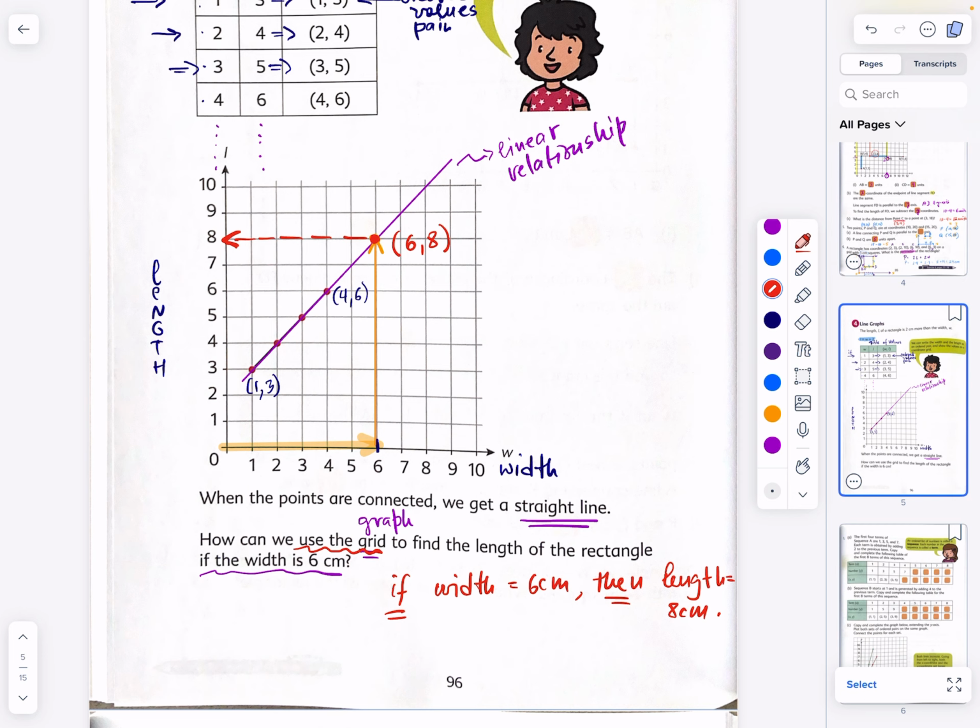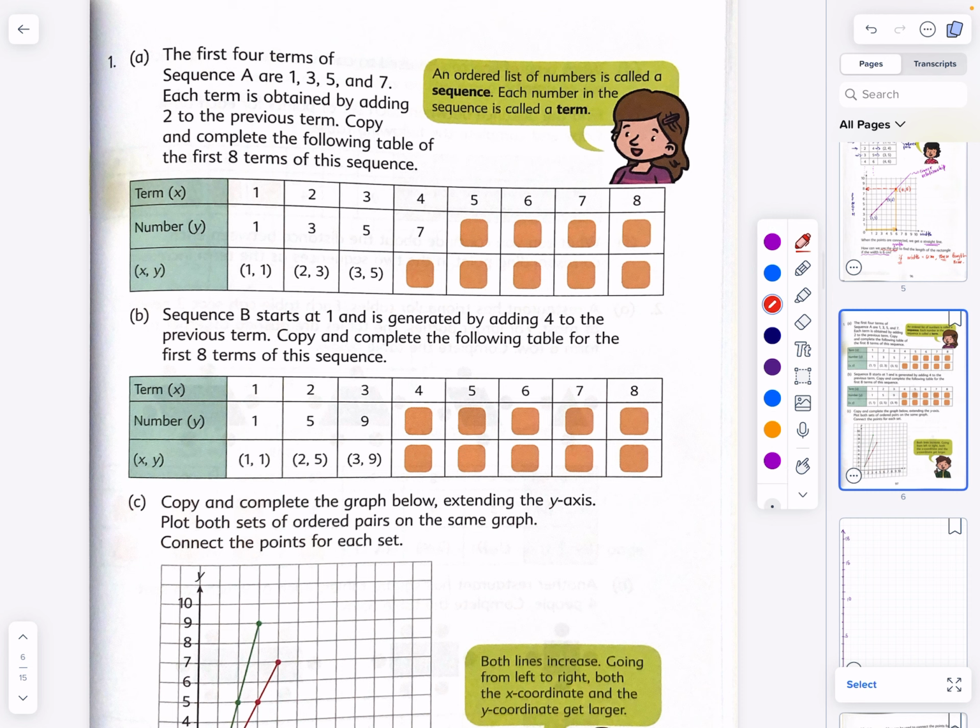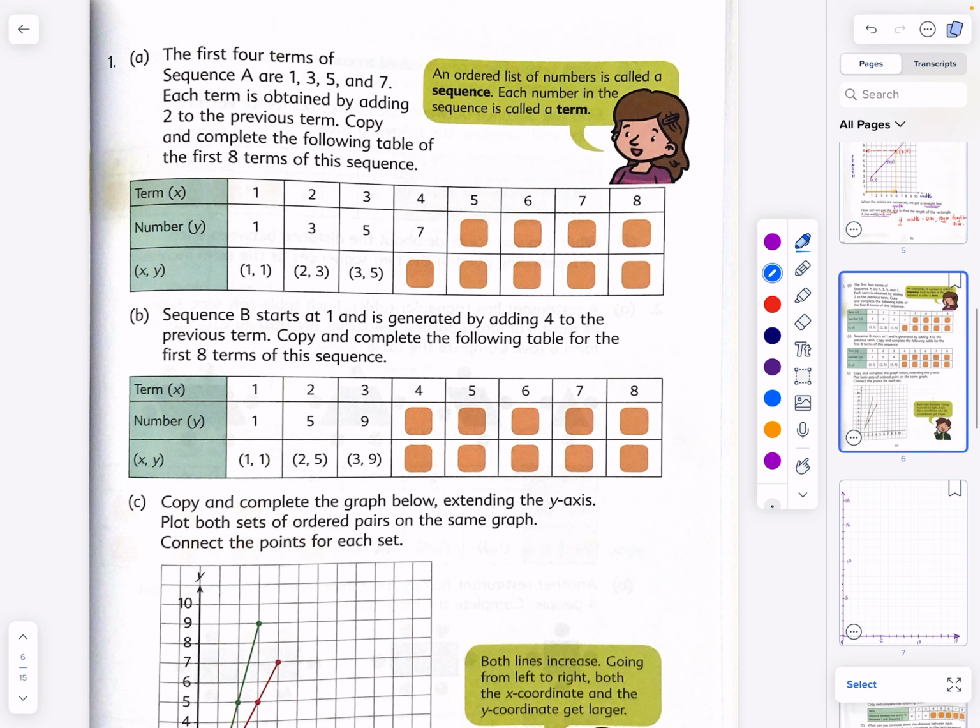On the following page, we have a different example where we are given the first 4 terms of a sequence. Maybe this is the first time you hear that word, but a sequence is really just a list of numbers. It's a list of numbers in a specific order. Sequence, again, is a list of numbers in a specific order. So let's label it. This is our sequence A.